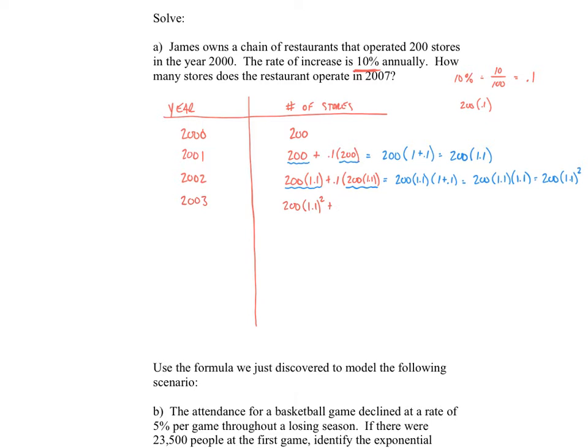But then James adds 10% of that to his number of stores because he continues to grow. So let's factor this by grouping. My GCF is going to be that whole thing, the 200 times 1.1 squared. And what's left behind? Well, if I divide this by 200 times 1.1 squared, I get a 1. Here I get a 0.1. 1 plus 0.1 is 1.1. And I can package that up into 1.1 to the third.